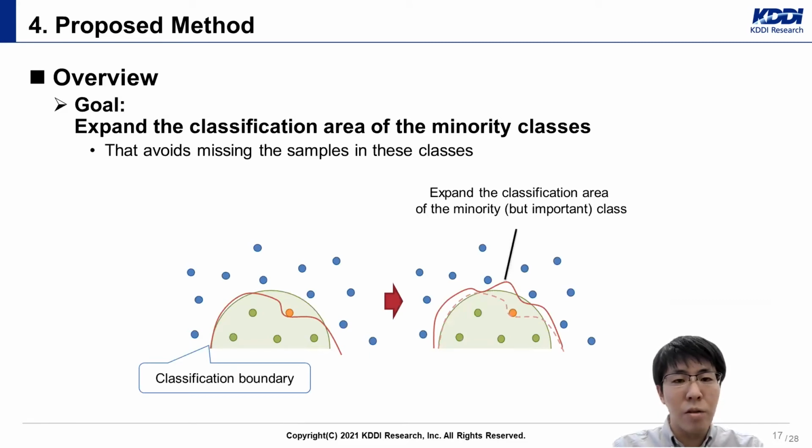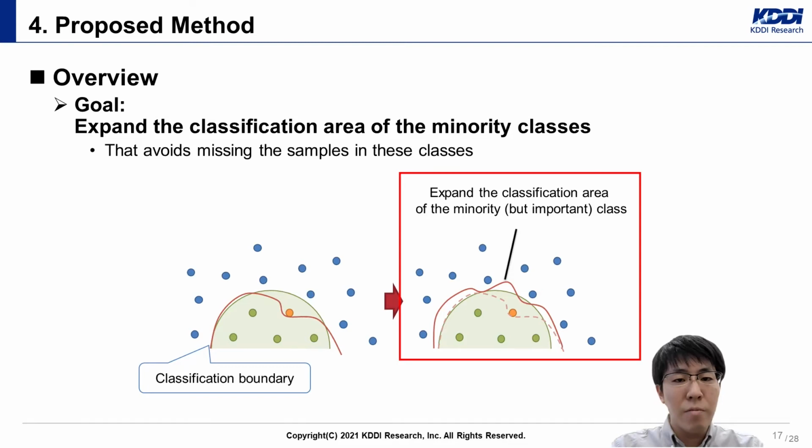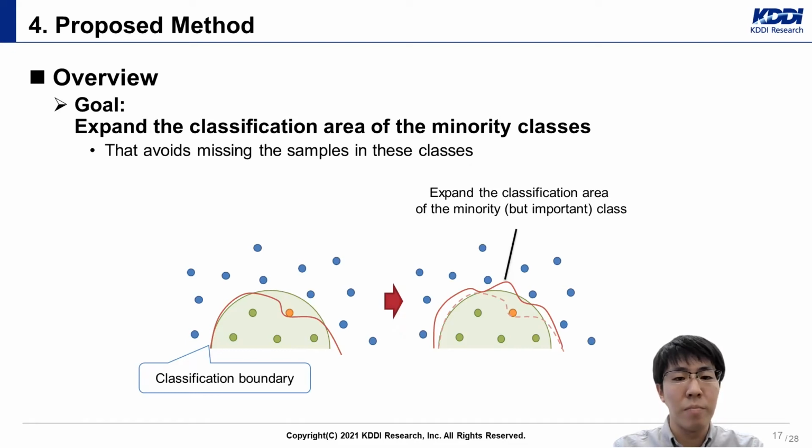First, I will show the overview of the proposed method. Our proposed method aims to expand the classification area of the minority, but important classes as much as possible. We thus consider expanding the decision boundary toward the majority class in order to avoid such misclassification. The right figure shows an example of the expansion. Our proposed method realizes this kind of manipulation by introducing weighted adversarial training to imbalanced learning.